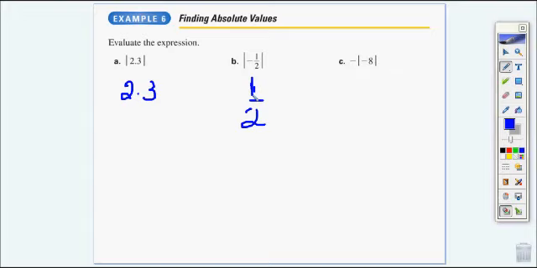Now be careful with letter C. Letter C is asking for the opposite or negative of the absolute value of negative 8. So I'm going to have the negative, the absolute value of negative 8 is going to be 8. But because of the negative sign outside of the absolute value, or outside of the parentheses if you want to say, the answer is going to be negative 8. It was the opposite of the absolute value of negative 8. Absolute value of negative 8 is 8, but outside of the absolute values is a negative.